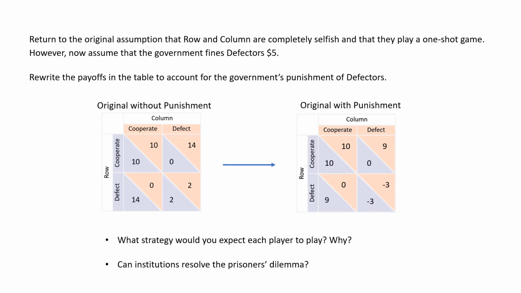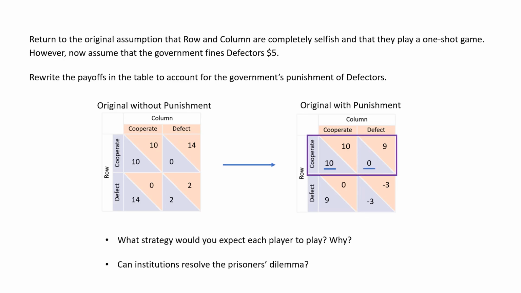Again, we want to know what strategies each would play. So again, let's look at when the column player plays cooperate, how would row respond? Would row play cooperate or defect given that column is playing cooperate? Row would play cooperate. Now let's see how row would respond when column plays defect, and row would play cooperate.